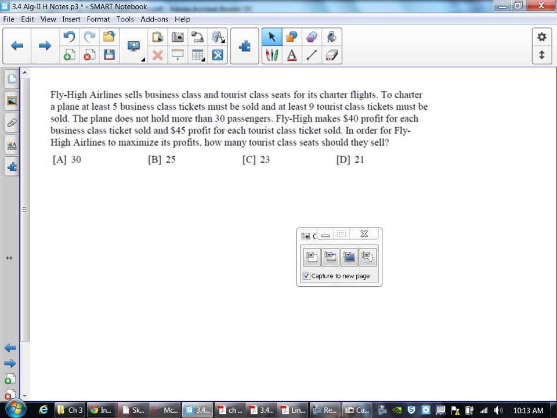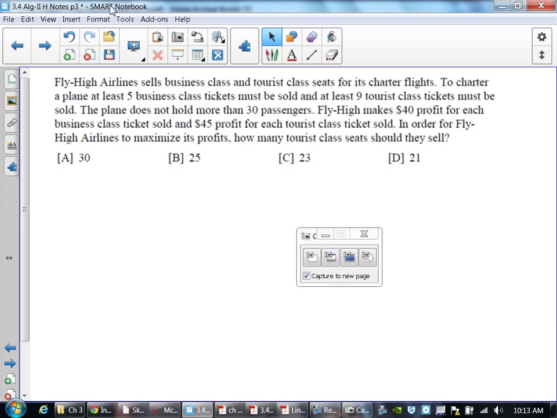So you have business class and tourist class seats for a charter flight. To charter a plane, at least 5 business have to be sold and at least 9 tourist class have to be sold. The plane does not hold more than 30 people. Fly High makes a profit of $40 for each business and $45 for each tourist. In order to maximize profits, how many tourist classes are we going to sell?